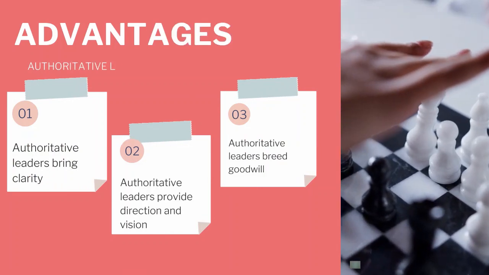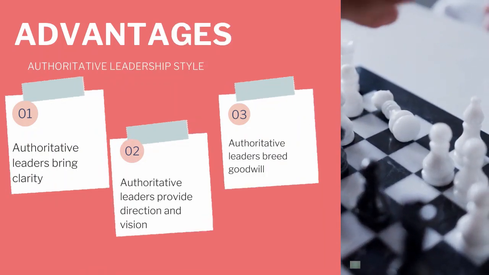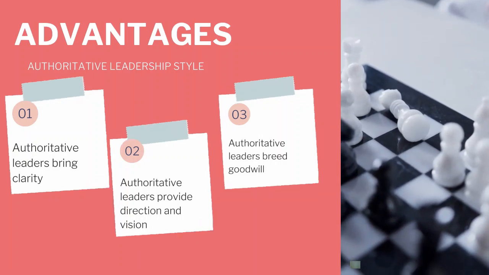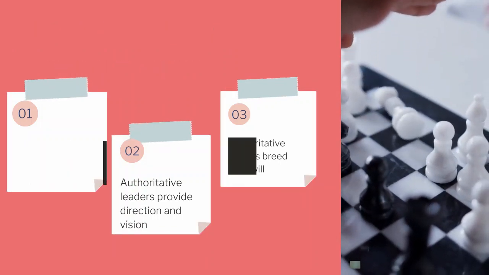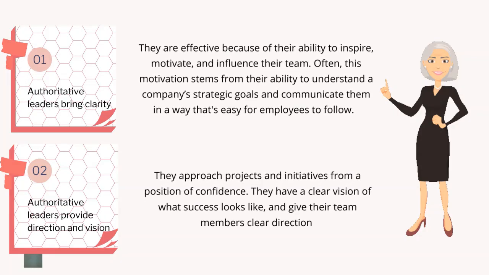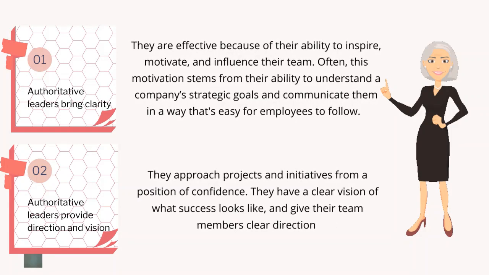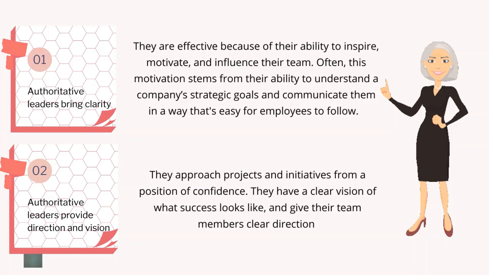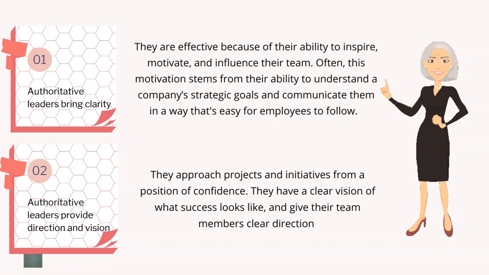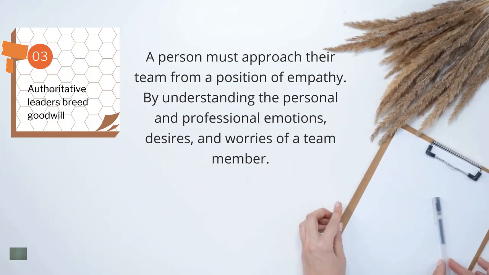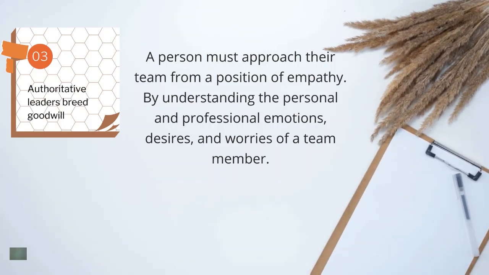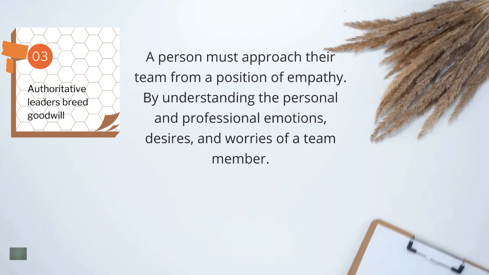Advantages of authoritative leadership. First, bring clarity. Next, provide direction and vision and breed goodwill. Firstly, they are effective because of their ability to inspire, motivate, and influence their teams. Next, they have a clear vision of what success looks like and give their team members clear direction. Lastly, a person must approach their team from a position of empathy by understanding the team members.